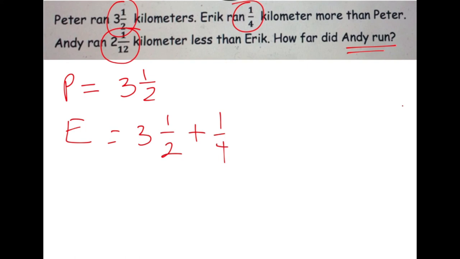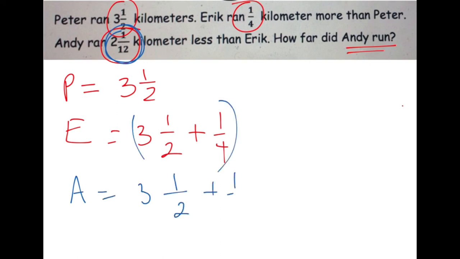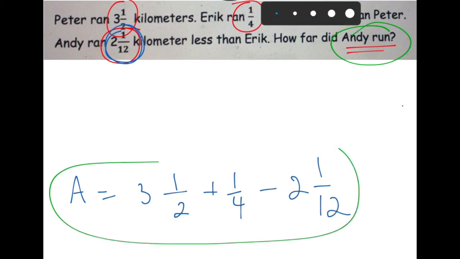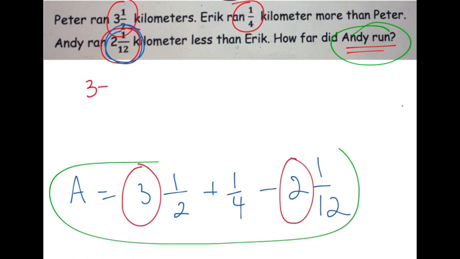And then Andy ran 2 1/12 less than Eric. So Andy is what Eric has, which is all of this, minus 2 1/12. See that? Now, how long did Andy run? They just want Andy. So I just need to do this right here. That's Andy. Again, I'm going to deal with the whole numbers first. Looks like I have 3 minus 2, that's a whole number, so that's 1 kilometer already.